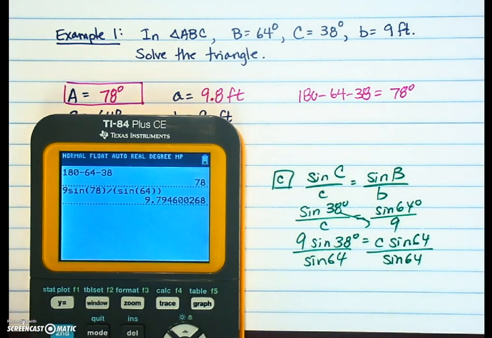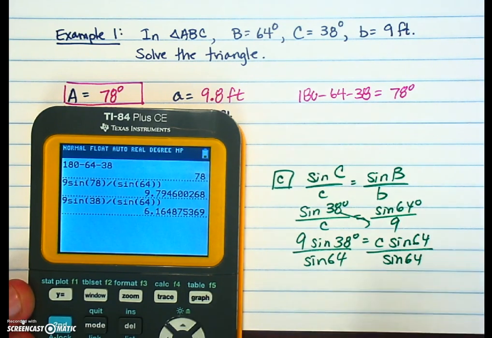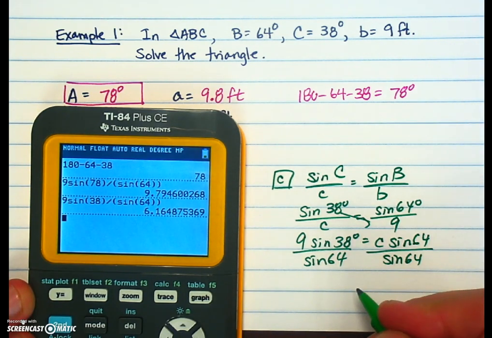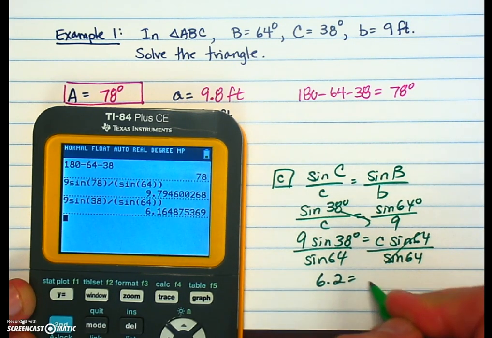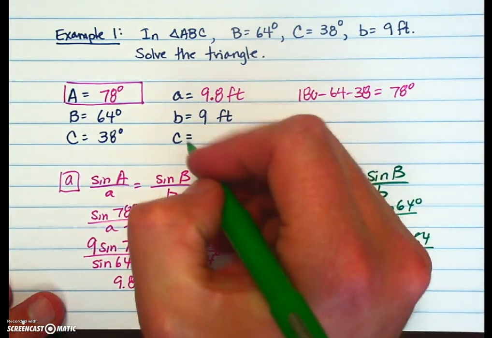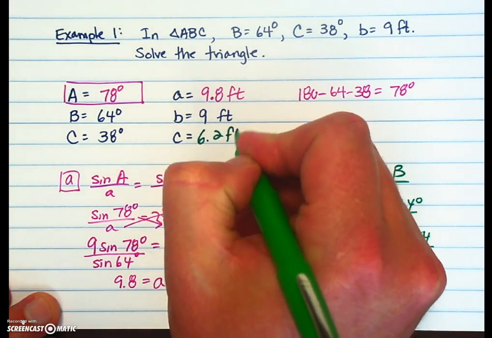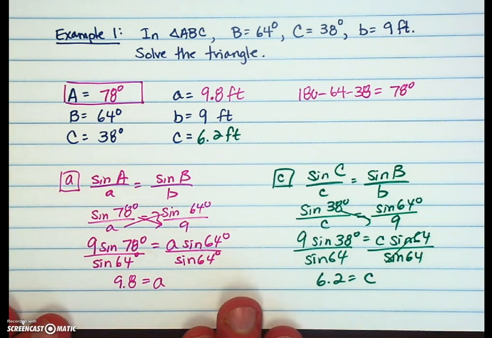So it's basically the exact same problem that we did. I'm just going to call it back up, except instead of 9 sine of 78, we have 9 sine of 38. And that gives me, we're just going to round it, 6.2 equal to c. So c is 6.2 feet. And you have just solved the triangle.